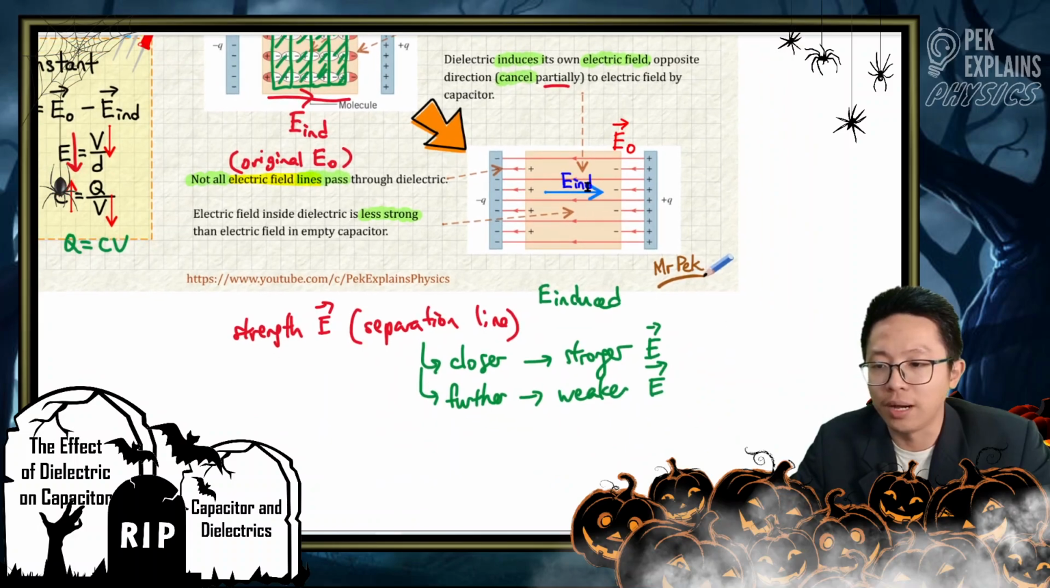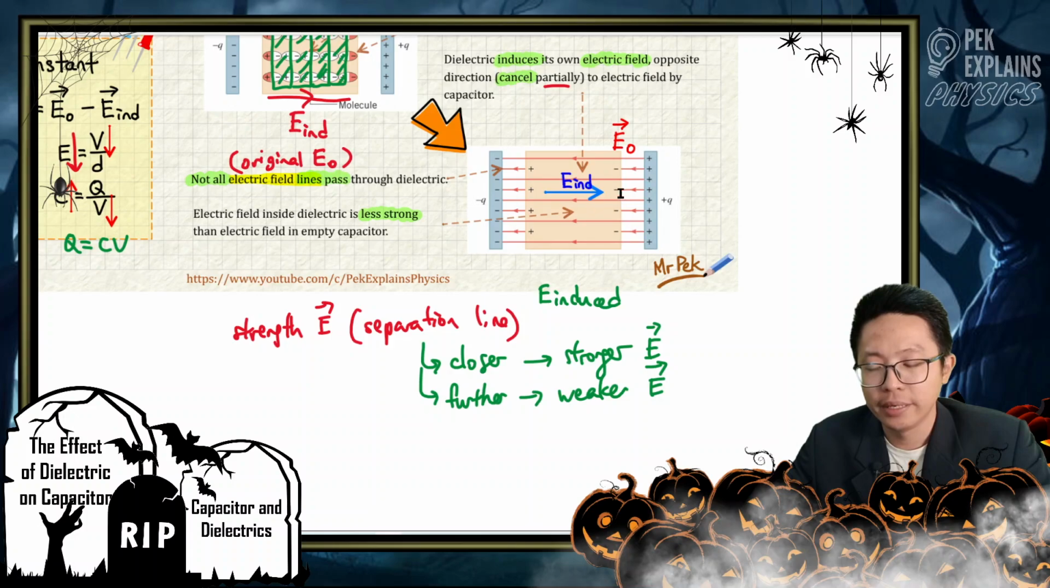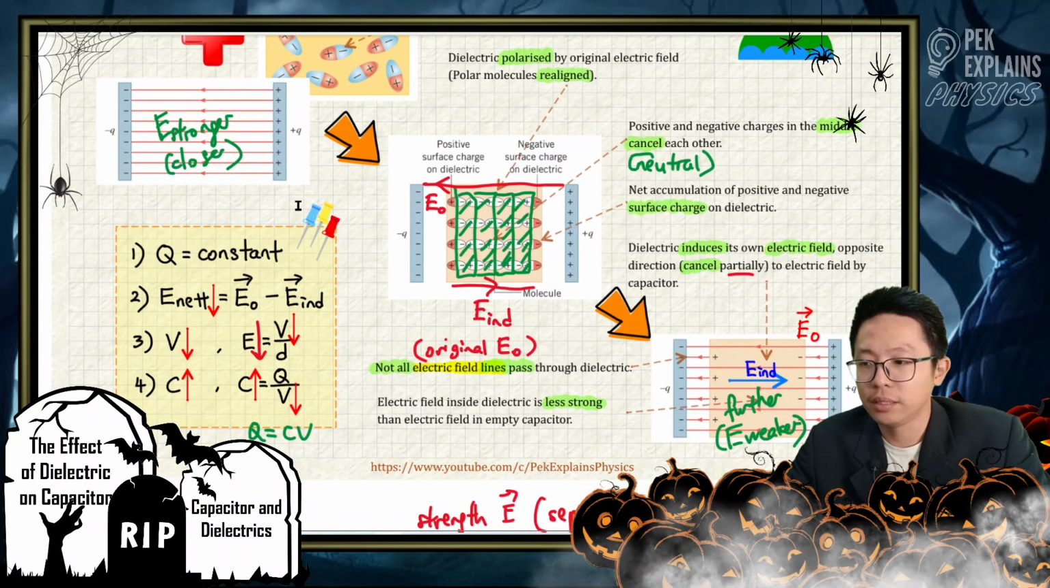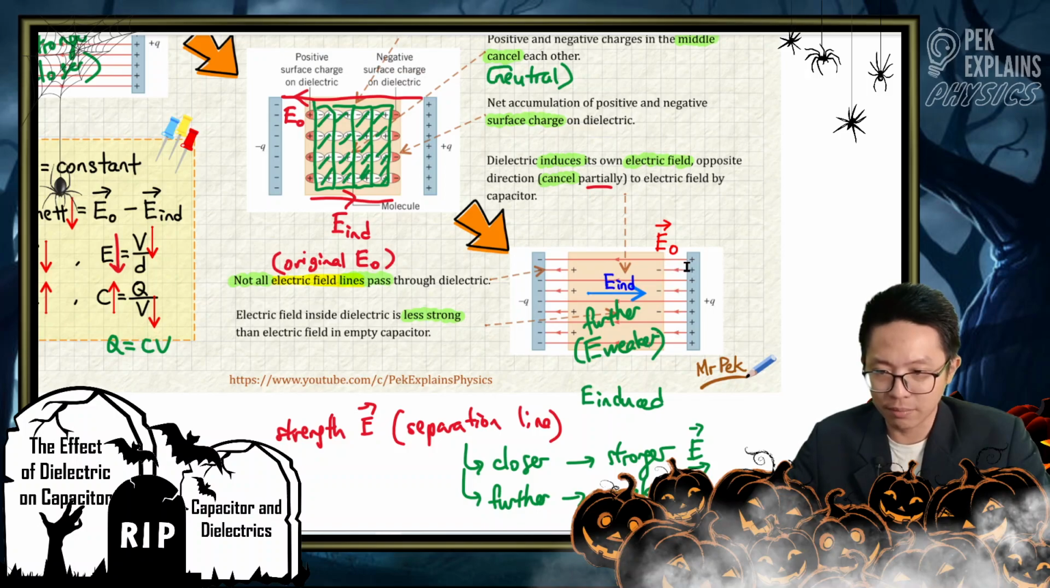But for this one, because some lines can pass through and some lines cannot, as they stop at the surface charge, the resultant electric field in the middle has lines further from each other. That's why we can say the electric field here is weaker, less strong. This one, closer to each other, the electric field is stronger. But here the lines are further from each other, so the electric field is weaker.